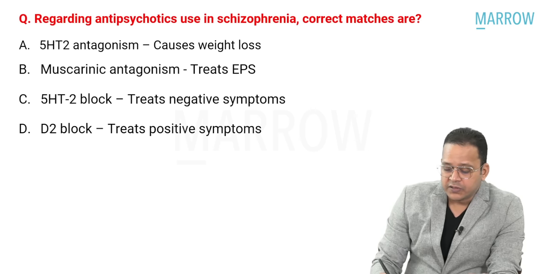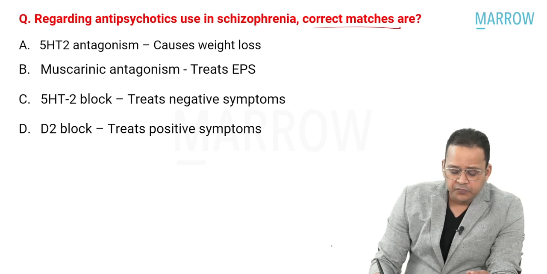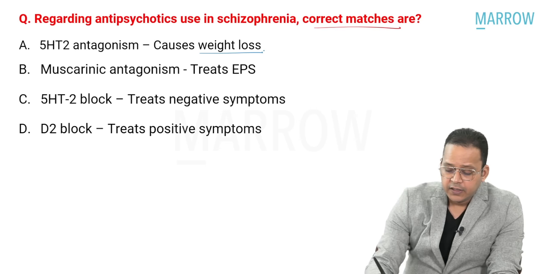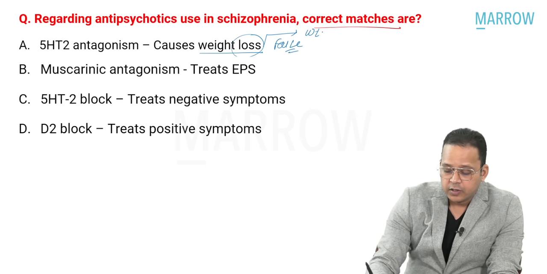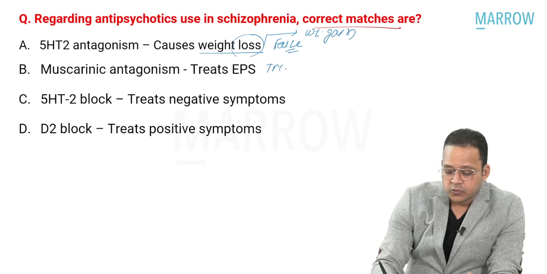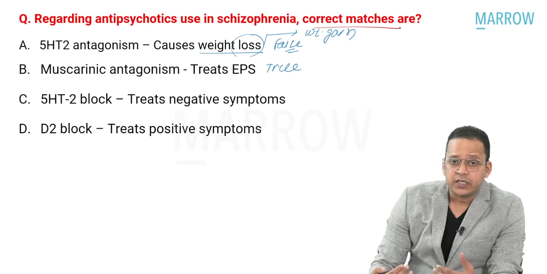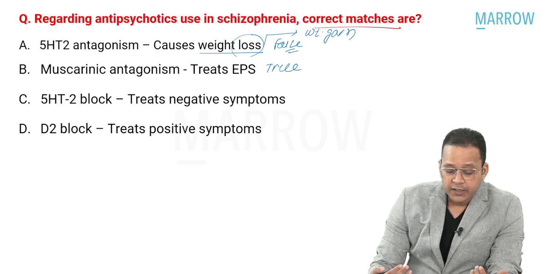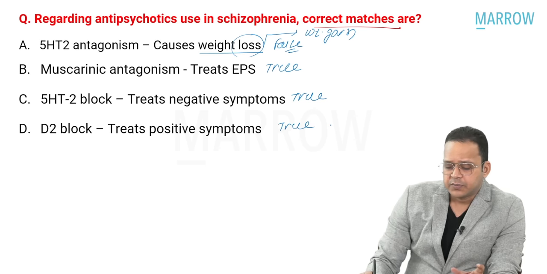Regarding antipsychotics used in schizophrenia, correct matches are. Now, this is a moderate level MCQ. 5-HT2 antagonism causes weight loss. Now, this is false. This is not a correct match, because 5-HT2 block does not cause weight loss. Rather, it causes weight gain. Muscarinic antagonism treats EPS. This is true. So we use drugs like benzhexol or benztropine, biperiden. These are anticholinergics or muscarinic antagonists which are used. 5-HT2 block treats negative symptoms. This is also true. And D2 block treats positive symptoms. This is also true.